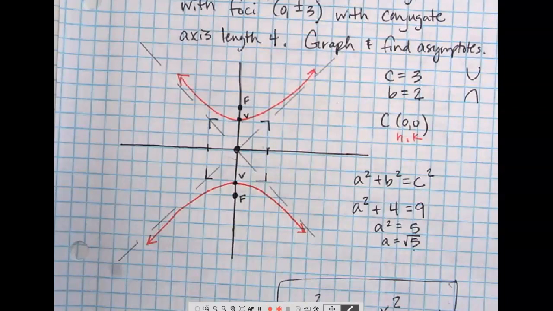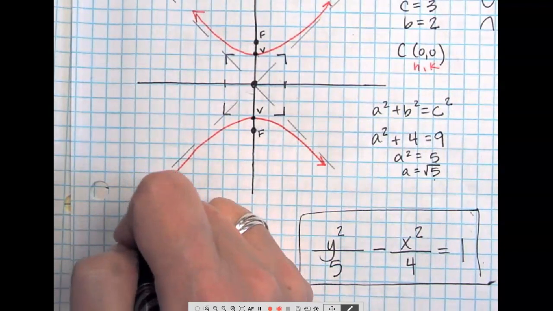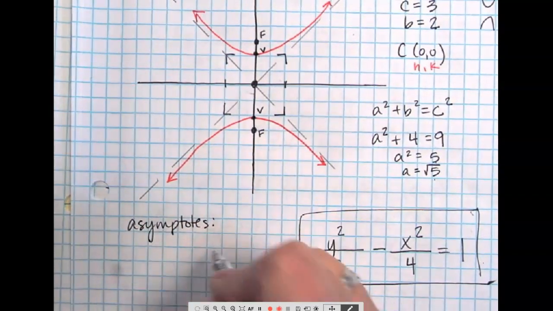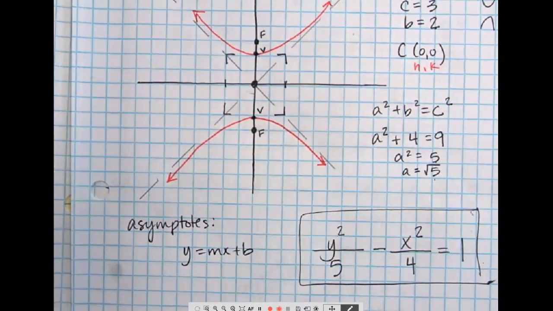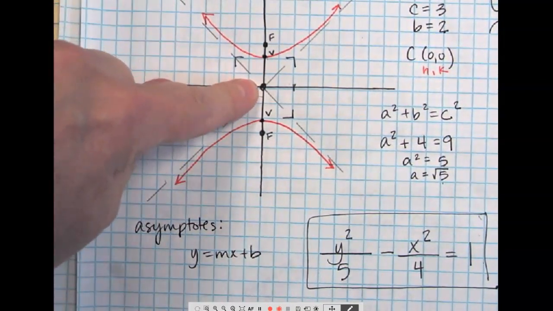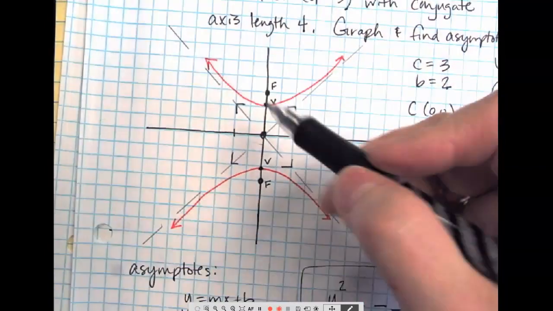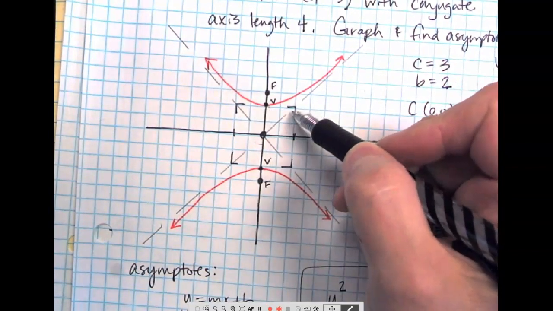Okay, so we found the equation, we graphed it, now we're going to find those asymptote equations. So if I think of y equals mx plus b, what is the b for both of these lines? What's the y-intercept? 0. Okay, so I know that the b is 0. To find the slope, start at the center, count rise over run up to the corner.